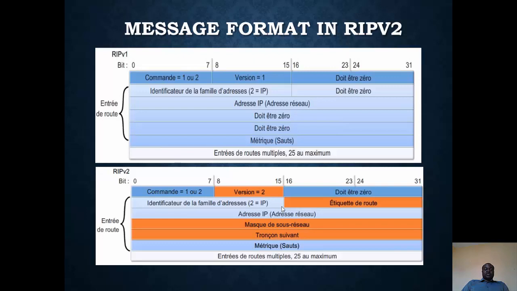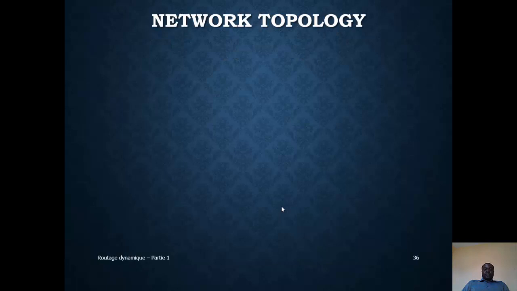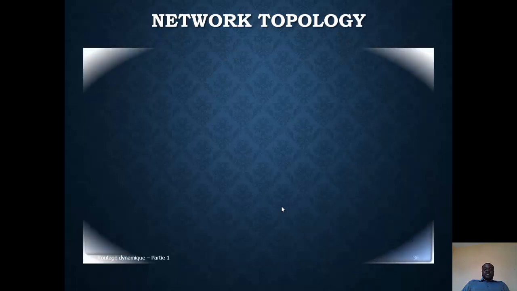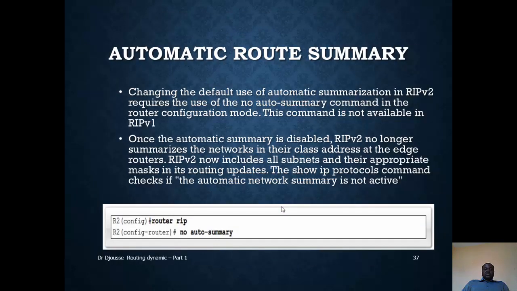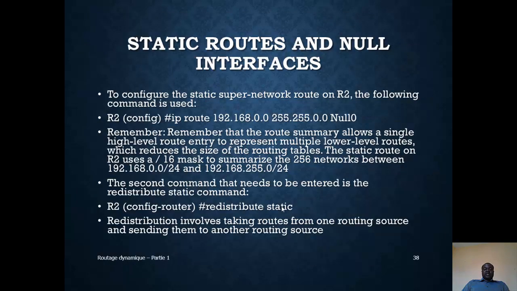As you are seeing here in version 2, you have the route tag, the network mask, the next hop, and the metric. These are the different elements that are shown here. As you see, they are underlined and highlighted to help you understand that there are many differences between those different versions of the routing information protocol. All right, this is the end of our presentation concerning automatic summary.